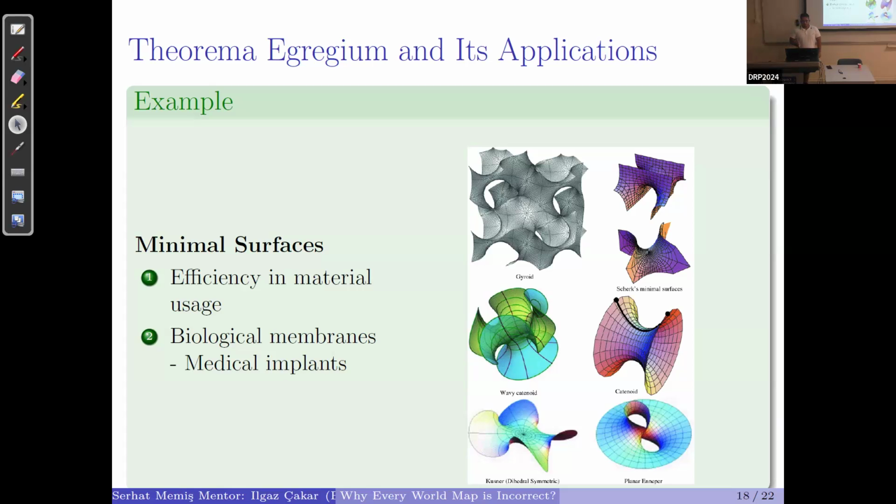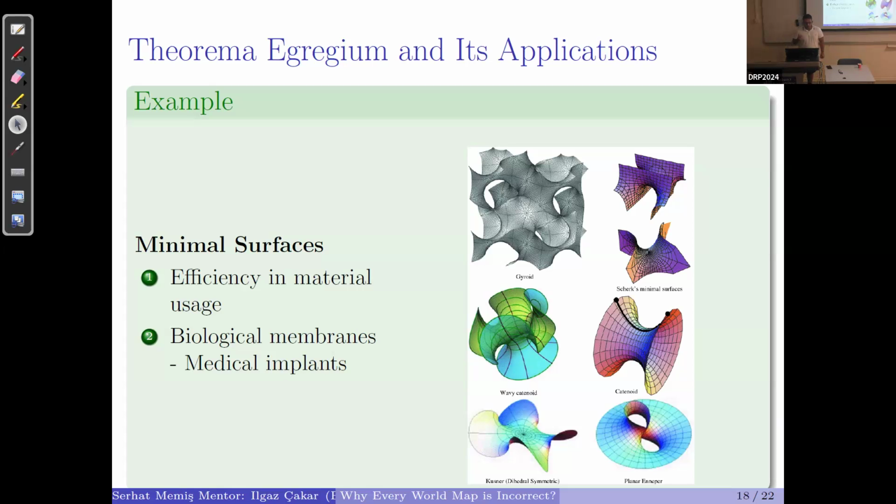Where do we use minimal surfaces? The production of efficient materials will depend on the properties of minimal surfaces. Because if you want to produce a lightweight, optimal, efficient material, you should know about minimal surfaces. In technology, in the production of technological materials, we use the properties of minimal surfaces.